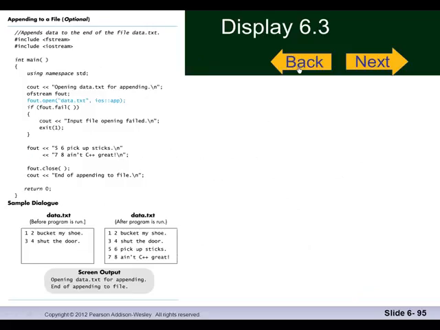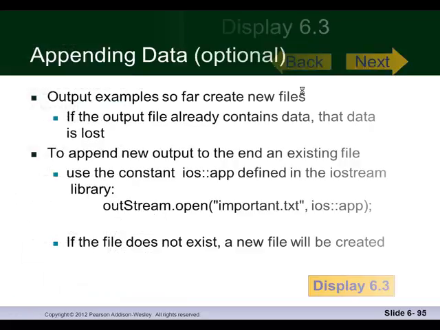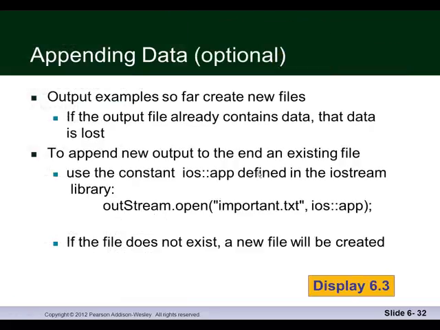Oh, did I go too fast? Yeah. The only thing over here is this app over here. Yes? The ios. That's why we're using those namespaces so we don't have to put these things for cin, cout.